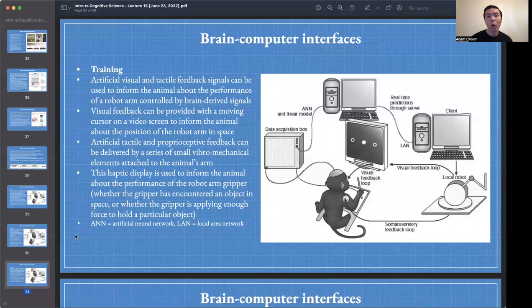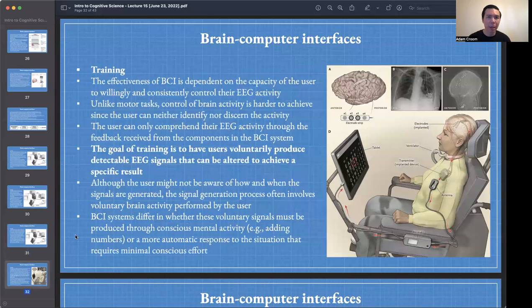Artificial tactile and proprioceptive feedback can be delivered by a series of small vibromechanical elements attached to the animal's arm. This haptic display is used to inform the animal about the performance of the robot arm gripper, whether the gripper has encountered an object in space or whether the gripper is applying enough force to hold a particular object. So we see that early work has focused on non-human primates. Okay, this is generally the case in psychological research.